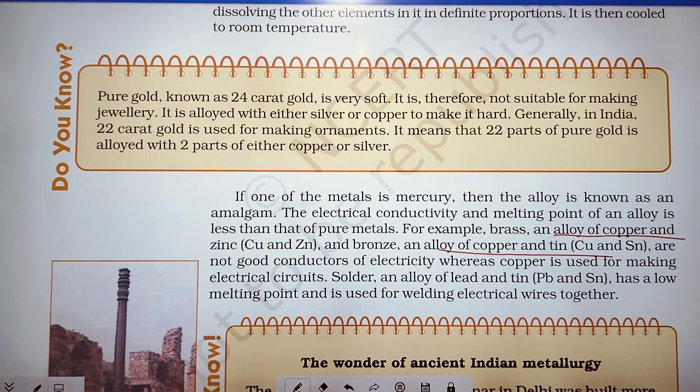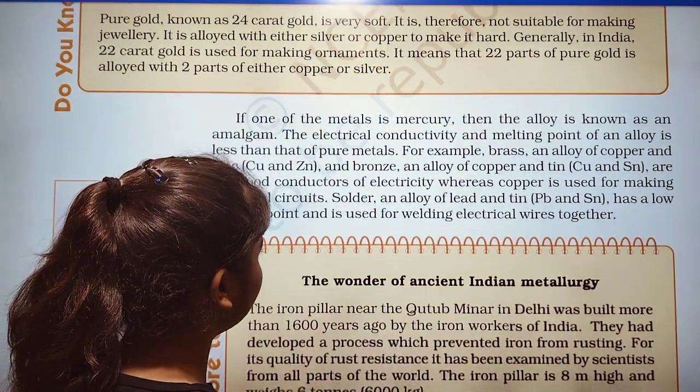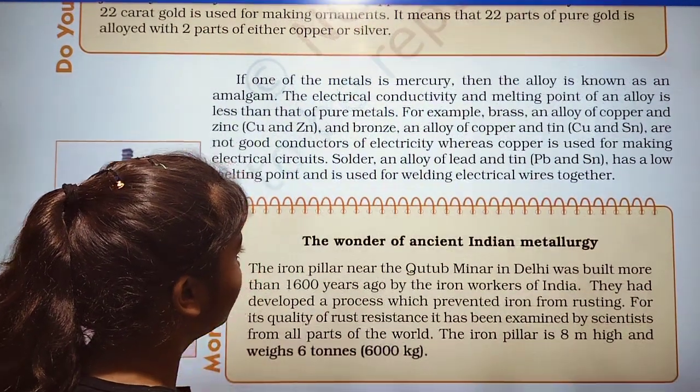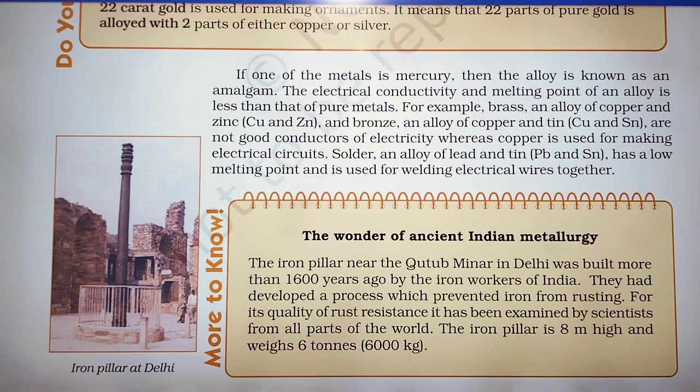Solder, an alloy of lead and tin, has a low melting point and is used for welding electrical wires together. It has a low melting point, so it is used for welding electrical wires together.